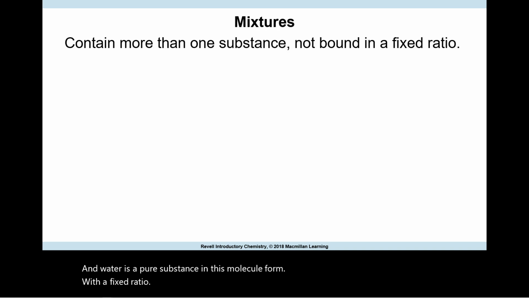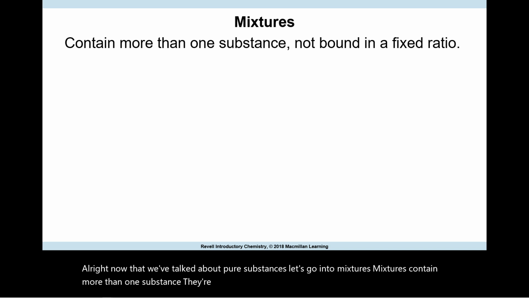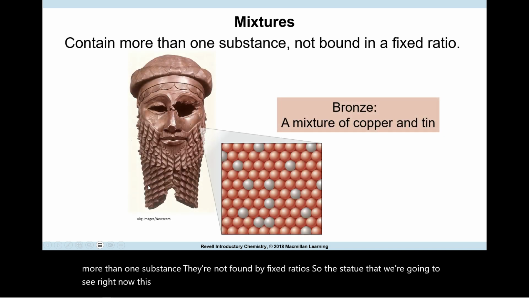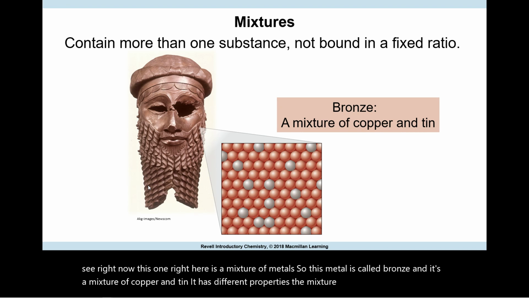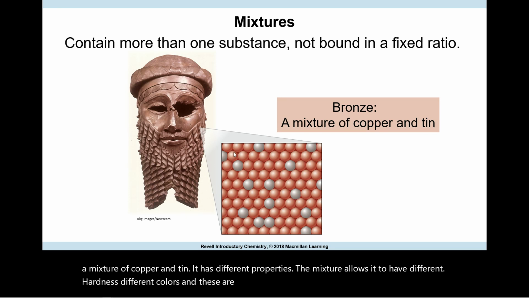All right, now that we've talked about pure substances, let's go into mixtures. Mixtures contain more than one substance. They're not bound by fixed ratios. So the statue that we're going to see right now, this one right here, is a mixture of metals. This metal is called bronze, and it's a mixture of copper and tin. It has different properties. The mixture allows it to have different hardness, different colors, and these are called alloys, metal alloys.